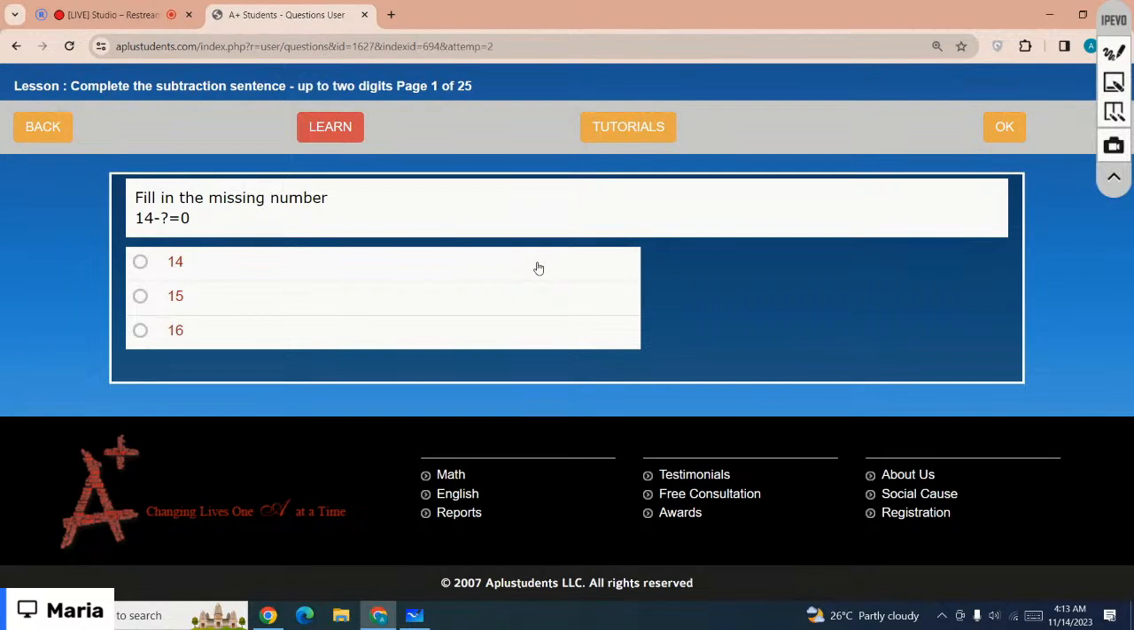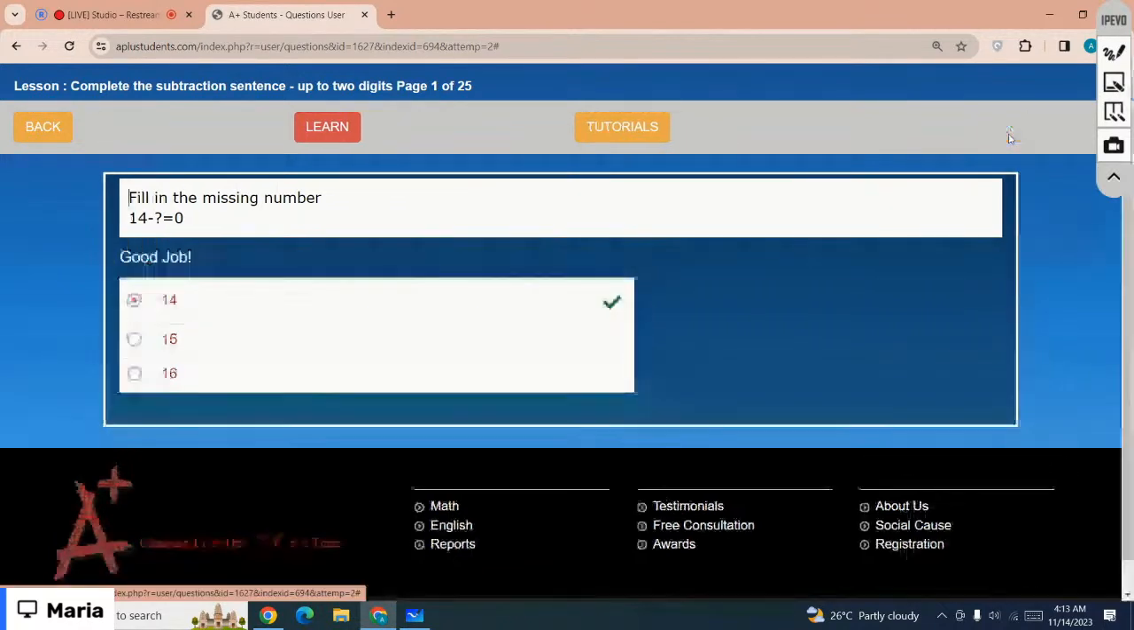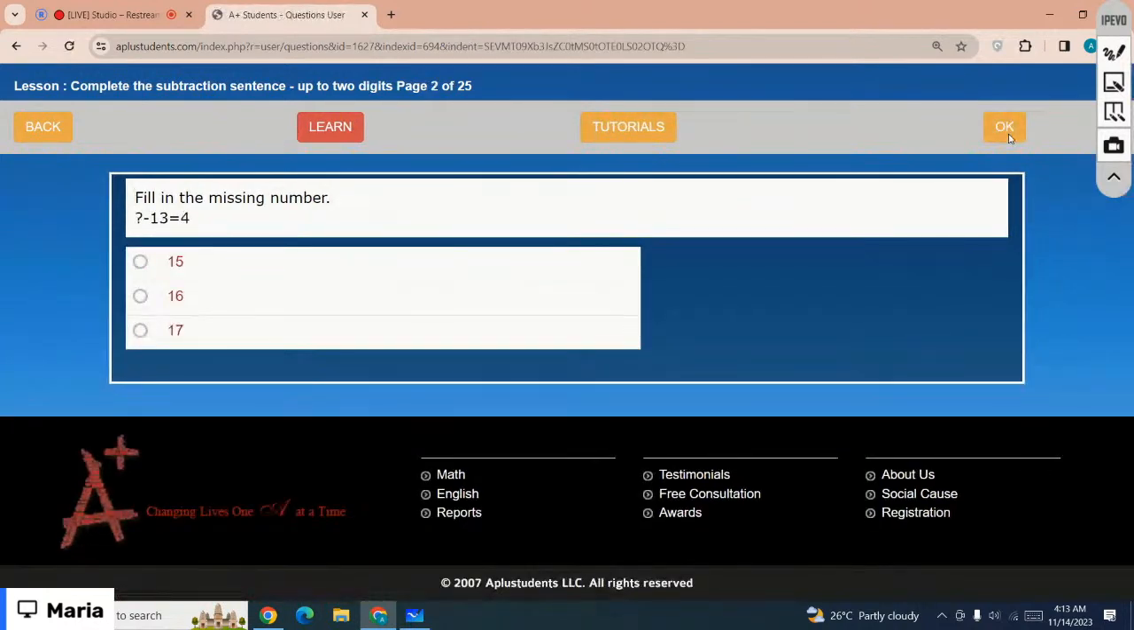Yes, subtracting a number from itself makes 0, right? So it would be 14 take away 14 equals 0 because subtracting a number from itself makes 0. Got it? Okay, the next one is fill in the missing number. The missing number minus 13 equals 4. So which number is missing?